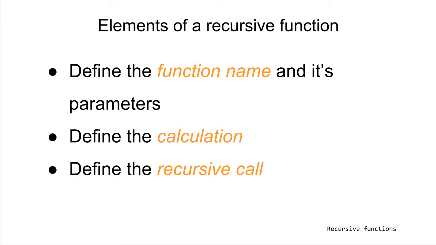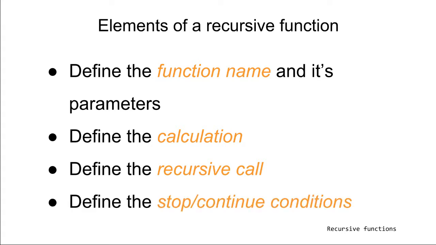The third element of a recursive function is the recursive call. The recursive call is unique only to recursive functions. Recursive calls are only possible if we have a function name. The last component of a recursive function is the stop and continue conditions. The stop-continue conditions are a mathematical or logical check that we define in our function in order to tell the function to continue or stop after we have handled the smallest piece of our problem. Without the stop condition, our recursive function will give nonsense answers or will go on forever, which we don't want.